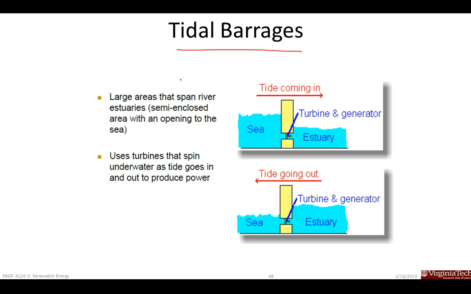Tidal barges. This is used in France. I think we have a picture coming up here in a second.